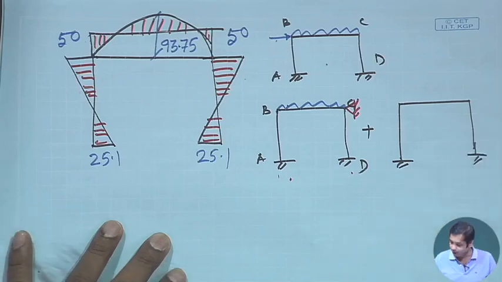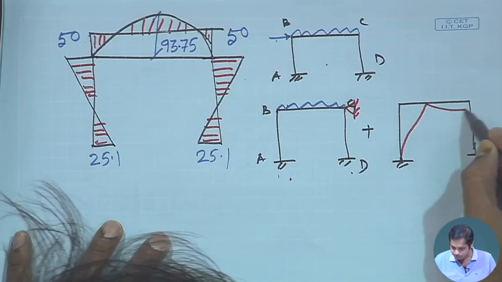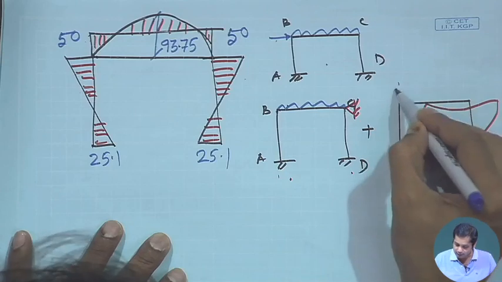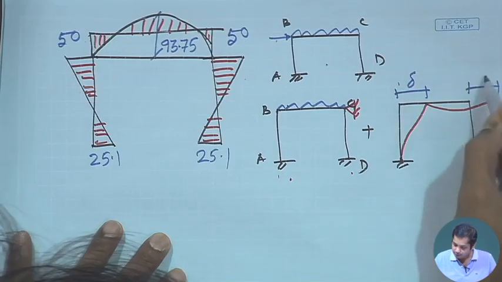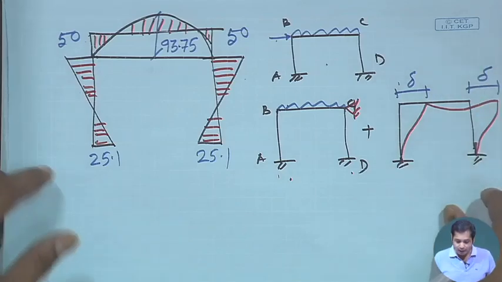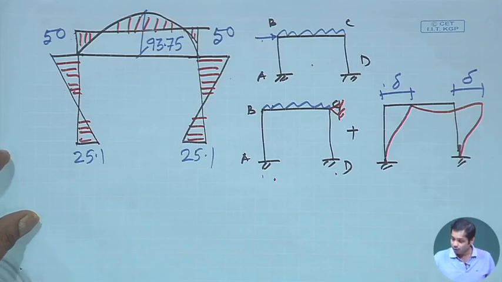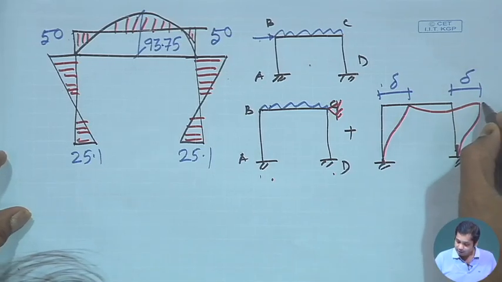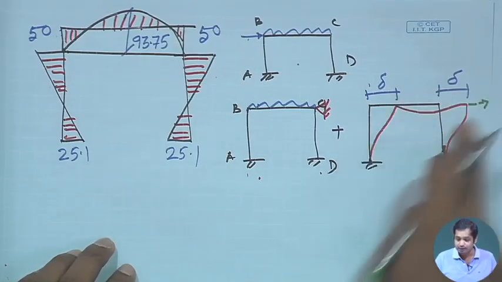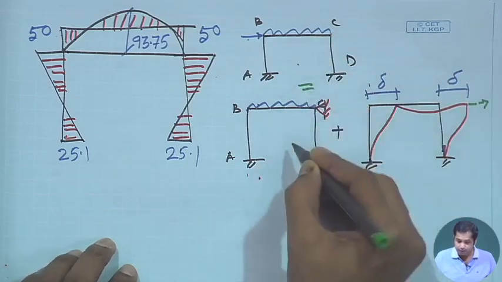and then we give some arbitrary sway. Okay, and this value is delta, this value is delta, this value is delta. Now, we'll give some value of delta, and then we determine what is the force that might have caused this kind of deformation, and then this is equal to this plus this.